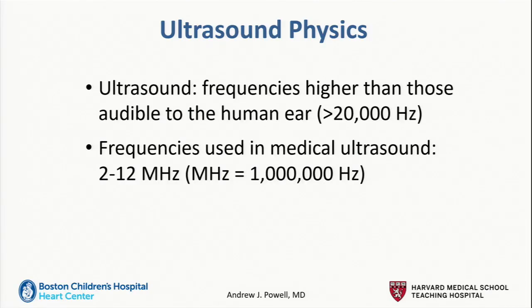So what's ultrasound then? We've been talking about sound, but ultrasound means frequencies that are higher than those audible to the human ear. So that's greater than 20,000 hertz. But the frequencies that are used in medical ultrasound are in the range of 2 to 12 megahertz. And here a megahertz is 1 million hertz. So these are very high frequency sound waves.